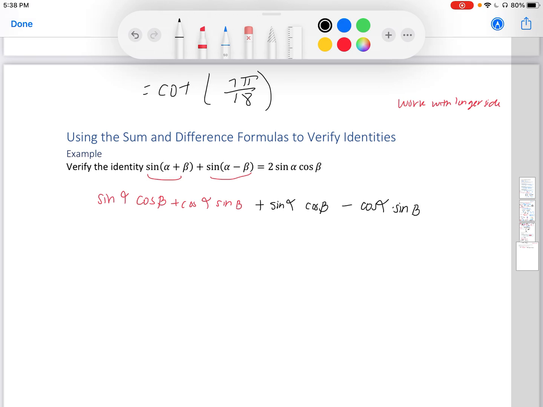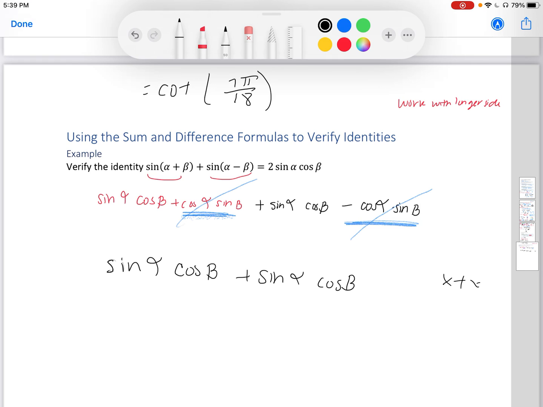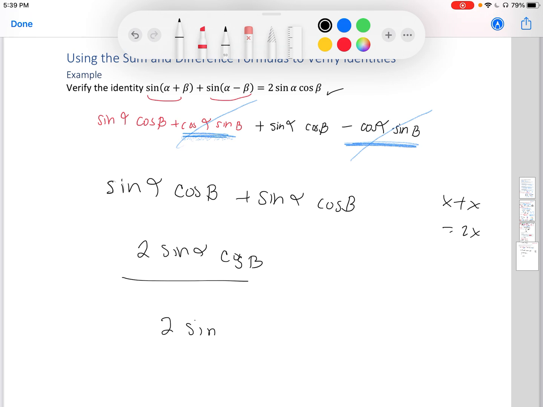All right, let's try to see what we have. So we see that I have cosine alpha sine beta twice. I have it here, cosine alpha sine beta minus cosine alpha sine beta. So they're the same thing and we're subtracting them from one another. So these add to make 0. Now we're left with sine alpha cosine beta plus sine alpha cosine beta. And aren't we adding the same thing to each other? Think of it as x plus x. How would you write that? That'd be 2x. So here we have 2 sine alpha cosine beta. And we see that it's the same thing. So we have proved it, saying that 2 sine alpha cosine beta equals 2 sine alpha cosine beta. We're done.